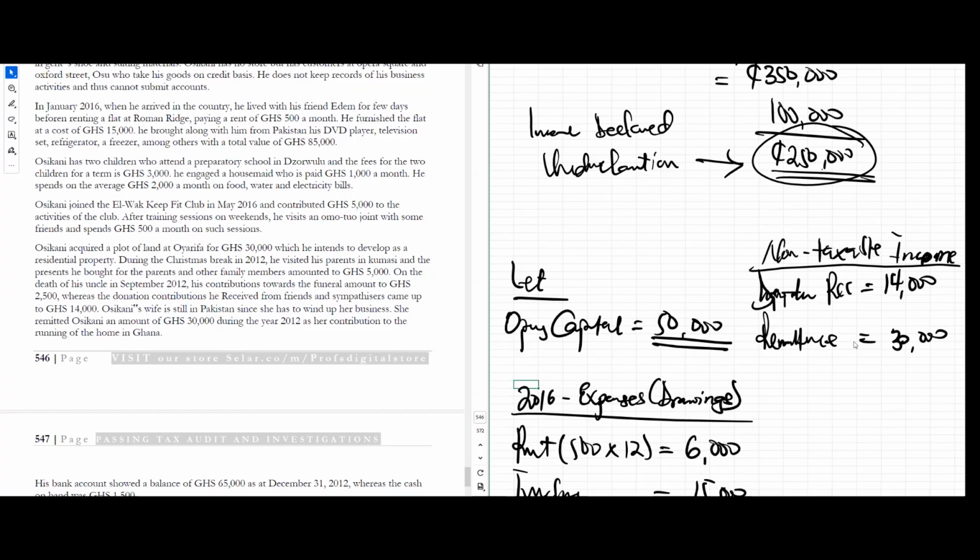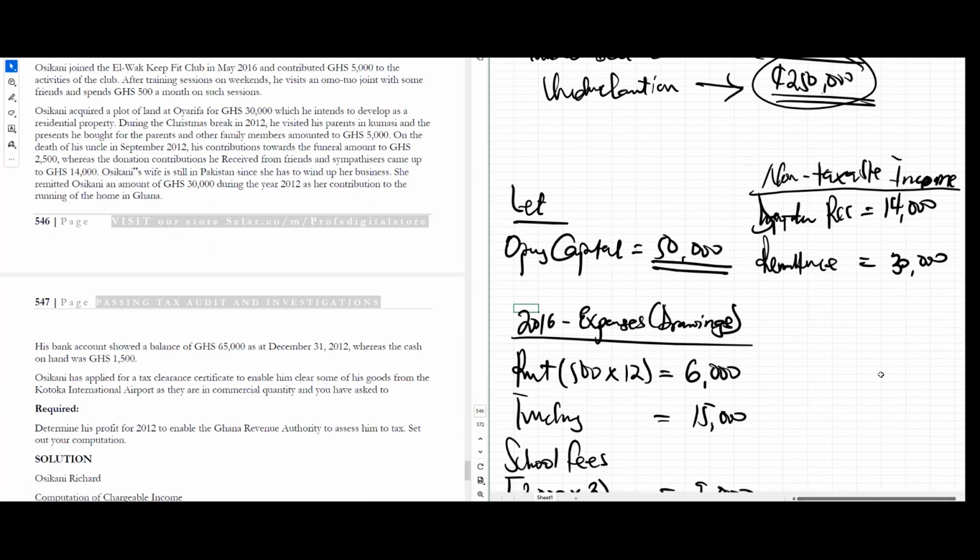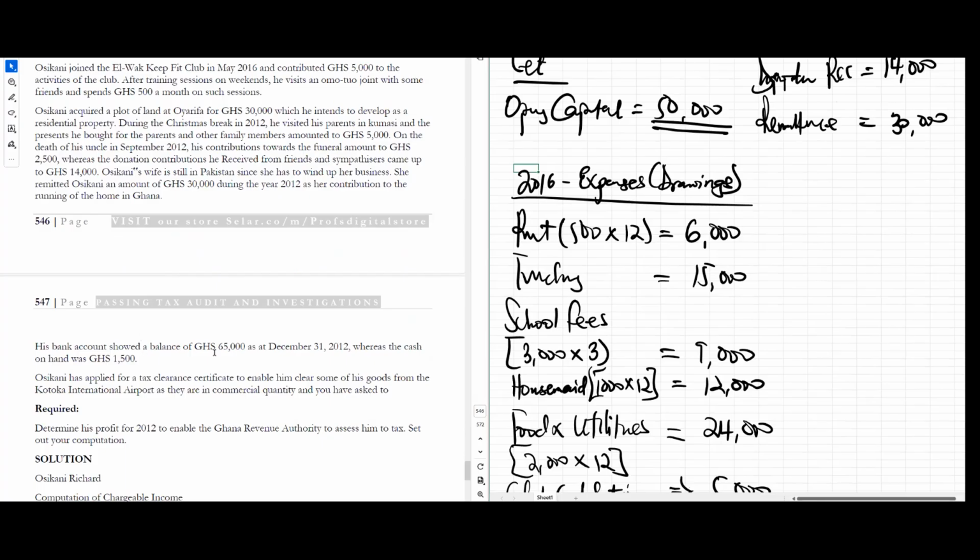Now, they said his bank account. This same person started with a bank account balance of how much? 50,000. But they are telling us that his bank account showed a balance of 65,000 at the end of the year, and his cash on hand is also 1.5.